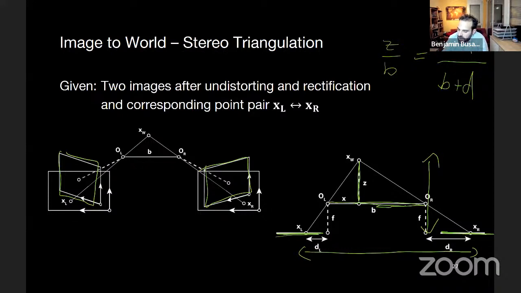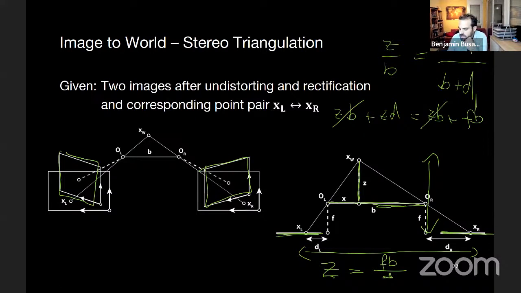And now if we calculate this for Z, we can, for instance, multiply. It would be ZB plus ZD equals ZB plus FB. So we can get rid of this and then solve this for Z. That would mean Z equals FB divided by D. So it's actually a relatively simple equation that solves us for the distance away from the camera, which has only 3 parameters.